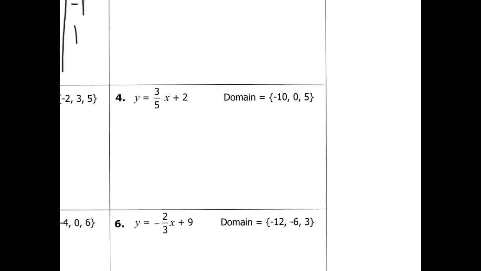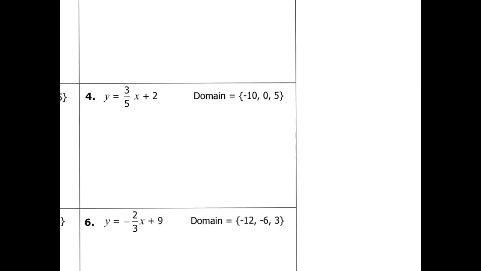I'm going to take number 4, for example, and I'm going to take my domain values. I'll do 2, you can do the third. And I'm going to make a table. I'm going to put my x values on the left, and my y values will be on the right once I calculate them.